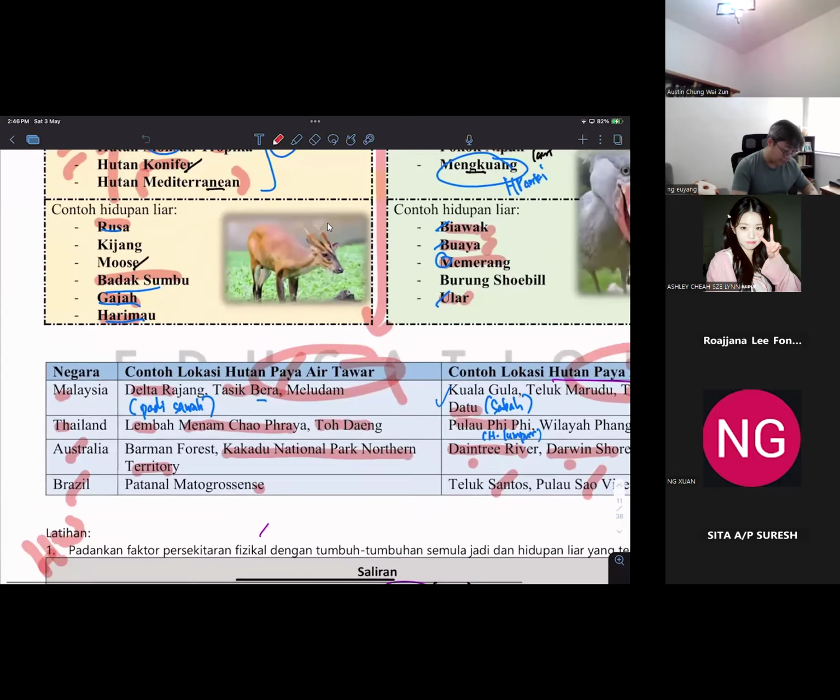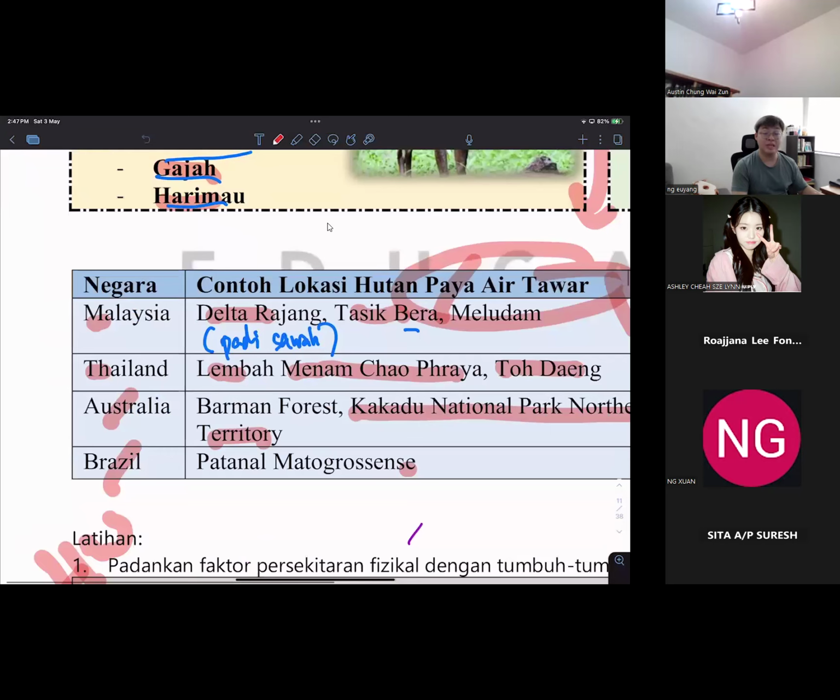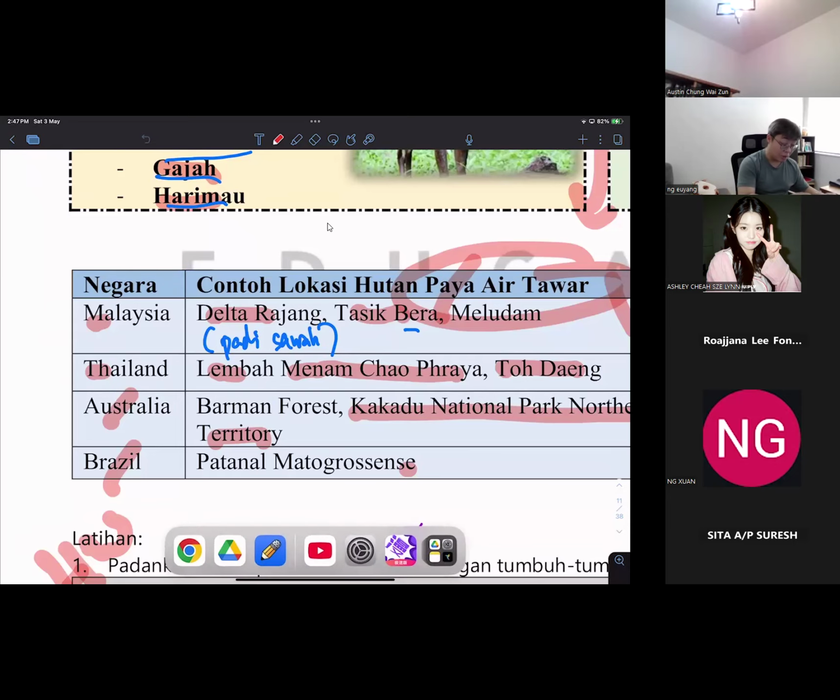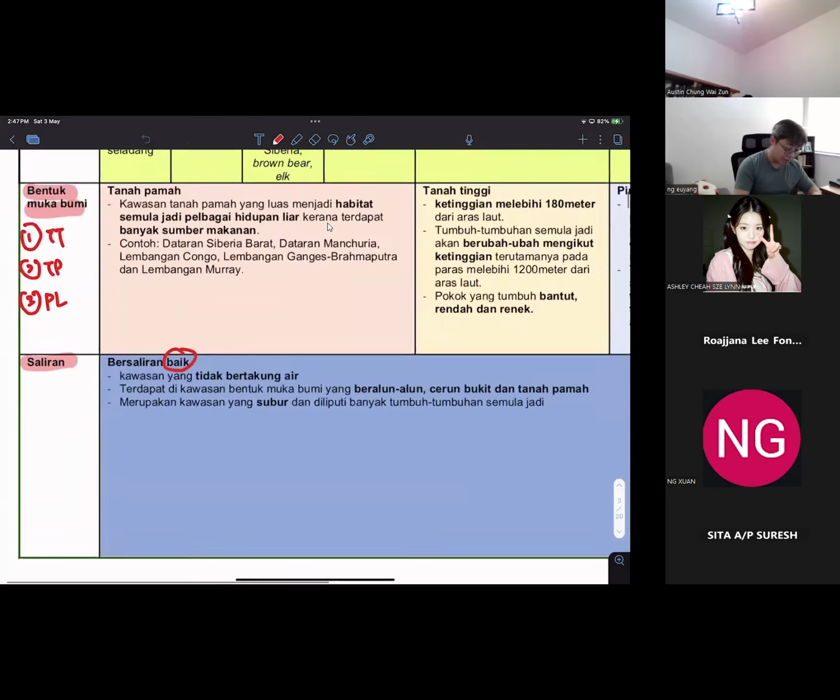Oh, sorry. Yeah, Malaysia, Thailand, sorry. Not including Indonesia. Indonesia is Hutan Pantai. So Malaysia, Thailand, Australia, and Brazil. So 4 countries. So jot down in your current seminar nota.